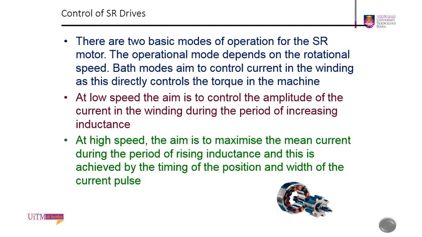Okay, so there are two basic modes of operation of the switched reluctance motor. The operation mode depends on the rotational speed. Both modes aim to control current in the winding, as this controls the torque in the machine. At low speed, the aim is to control the amplitude of the current in the winding during the period of increasing inductance. And at high speed, the aim is to maximize the mean current during the period of rising inductance, and this is achieved by the timing of the position and the width of the current pulses.